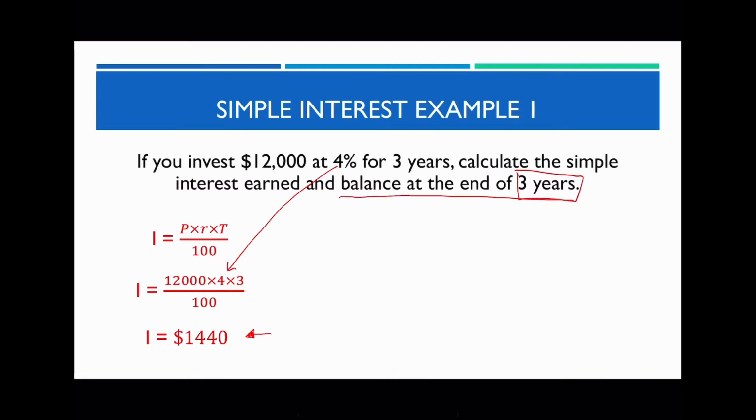To find out the final balance, what you need to do is add it to how much you had at the beginning of the investment. So you initially had 12,000, which is your principal. Add the interest that you've earned to your principal. So A, which is the total amount, is going to be 12,000 plus 1,440. Therefore, your final balance is going to be $13,440.